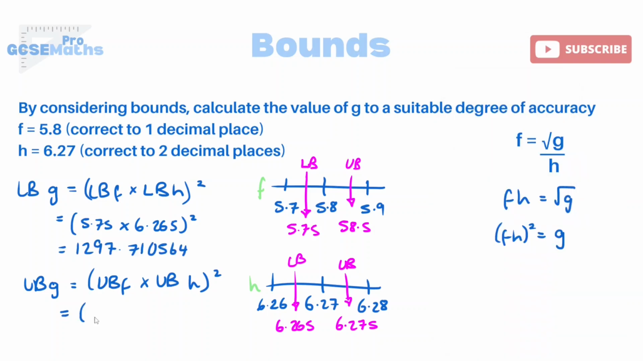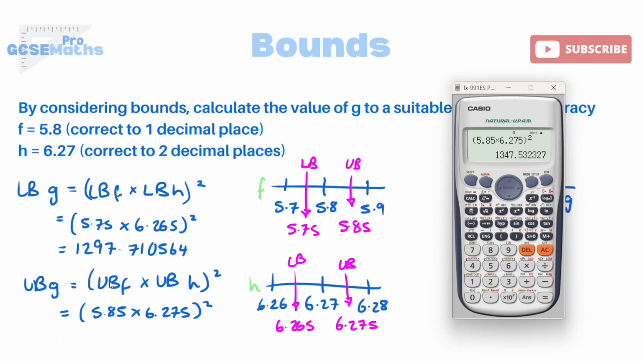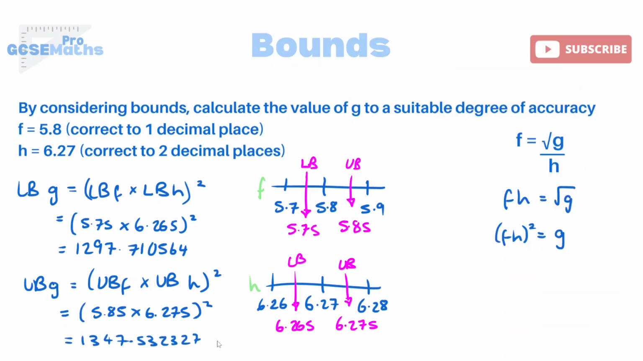Okay. And then the same with the upper bound. I just need to use the upper bound of f, 5. Oh, I put my decimal place in the wrong place there, haven't I? 5.85. There we go. That's more accurate, isn't it? 5.85 is my upper bound for f times by 6.275, which is the upper bound of h. And again, don't forget to square it in this case. Okay, and then we've got 1,347.53. Okay, so we've got our upper and our lower bounds for g. Now we just need to choose a final answer that they both round to.